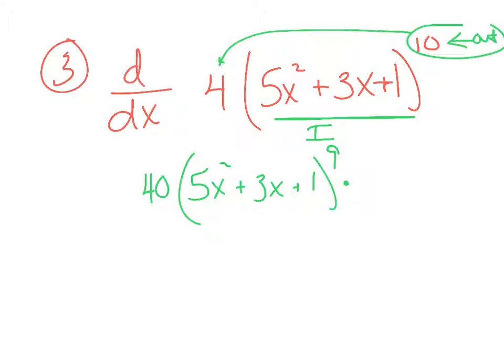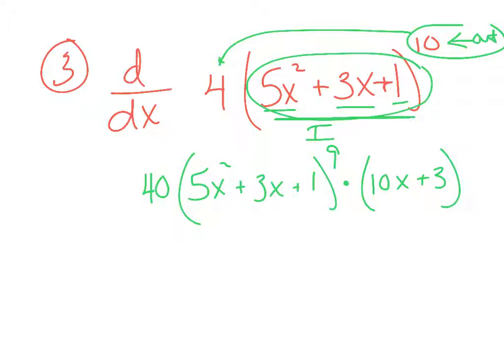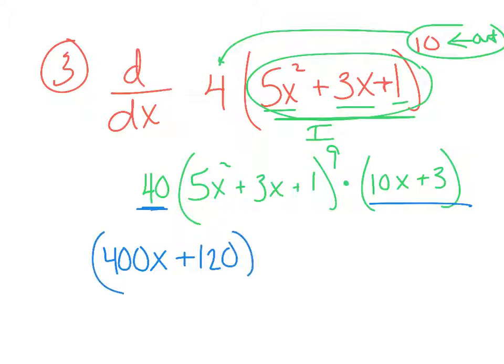And again, now times the derivative of the inside. So it's going to get me 10x plus 3. So 10x, or the derivative of 3x is 3, and of course that's a constant. Now again, I'm going to clean it up. I'm going to multiply any terms that are not raised to that power. So I'm going to say that's 40 times 10 would be 400x plus 120. So it's that quantity times 5x squared plus 3x plus 1 to the 9th.